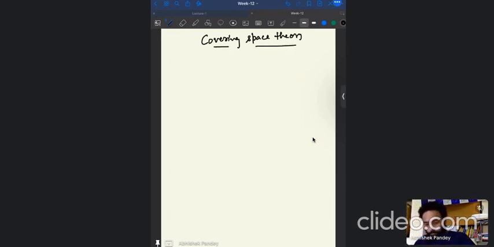So we'll start with the covering space theory. Okay. So I'll talk about this covering space theory in a more general concept.